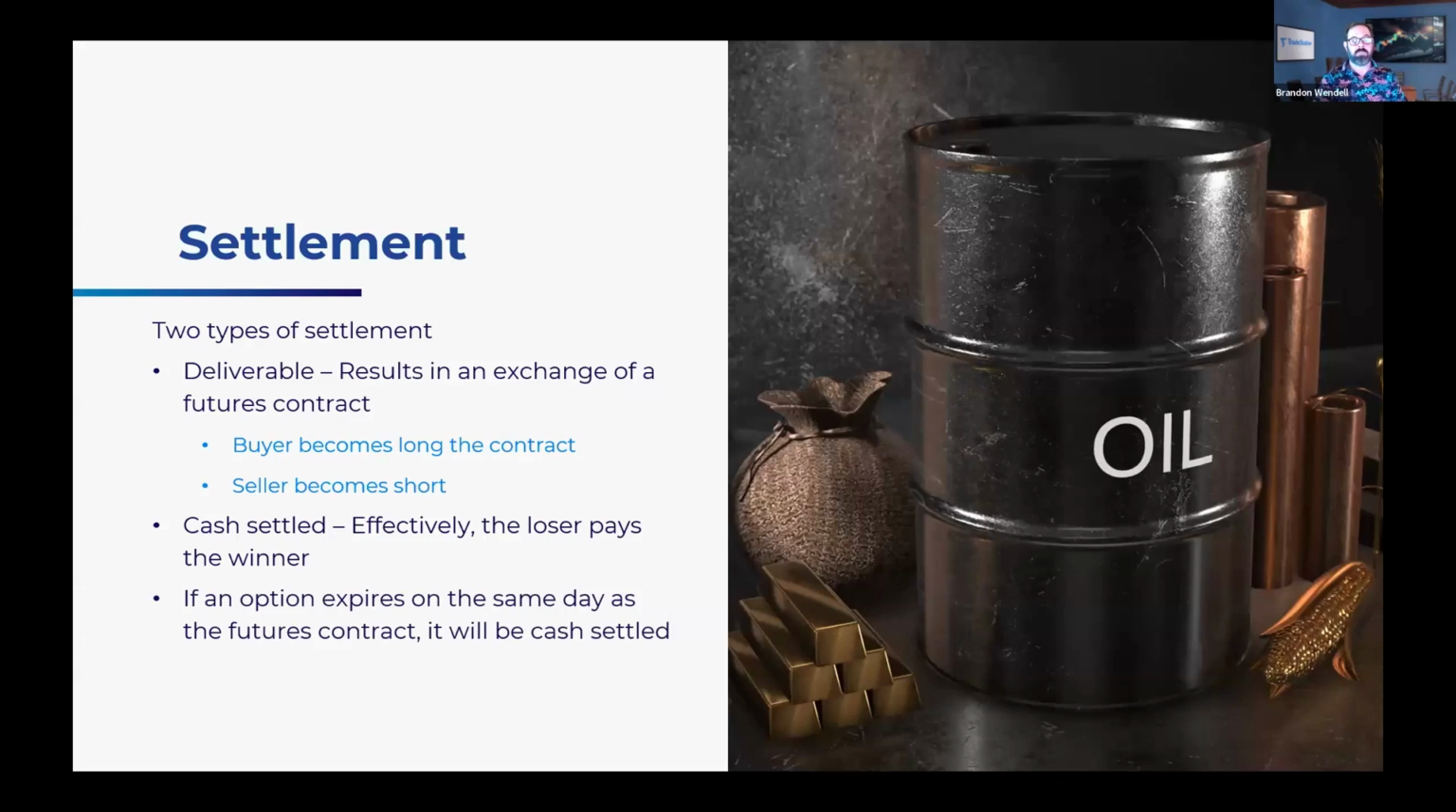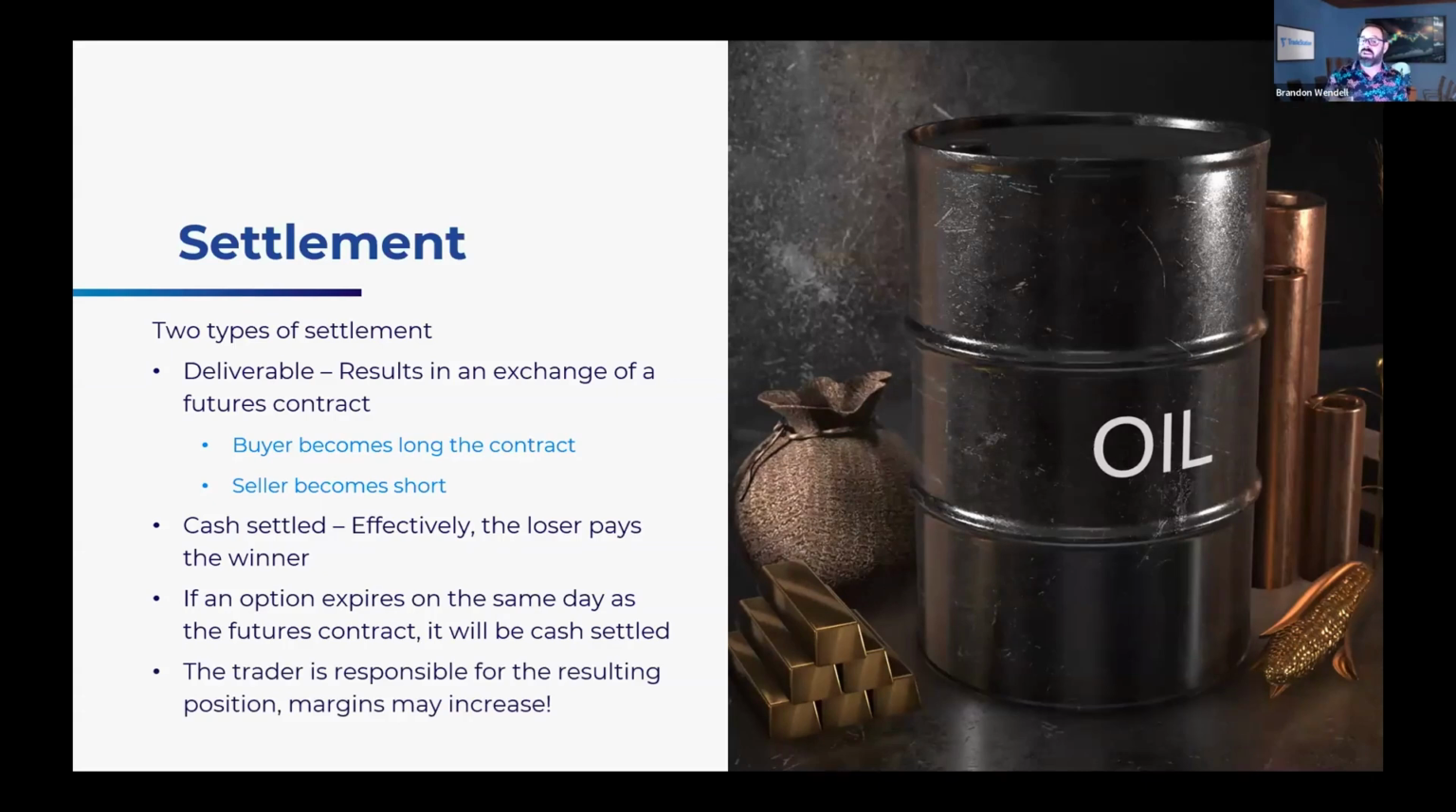And I mentioned this as well. Some options expire on the same day as the underlying futures contract. If that's the case, it'll be cash settled even if it's normally deliverable, because you can't take delivery of an expiring contract. You can only take delivery of contracts that still have time left.